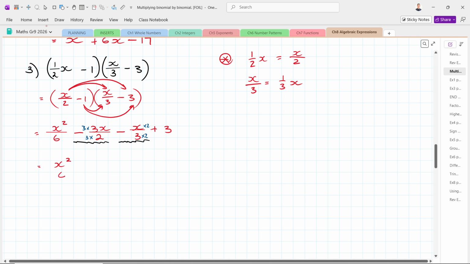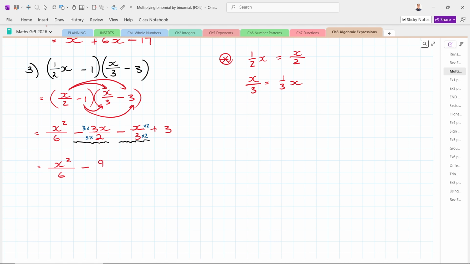X squared over 6 minus 3 times 3 is 9x over 6 minus x times 2 is 2x over 6 plus 3. Now they have the same denominators, so we can add them. X squared over 6 minus 9x minus another 2x is minus 11x over 6. And the plus 3 stays.